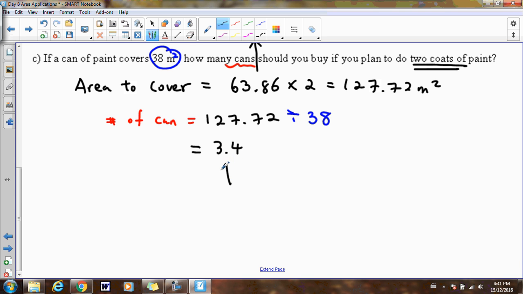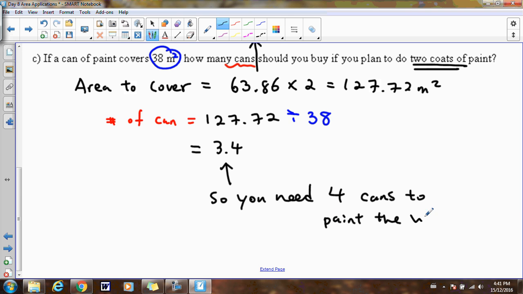But this means that 3 cans is not enough. So you actually need 4 cans to paint the wall. Okay, so there you go.